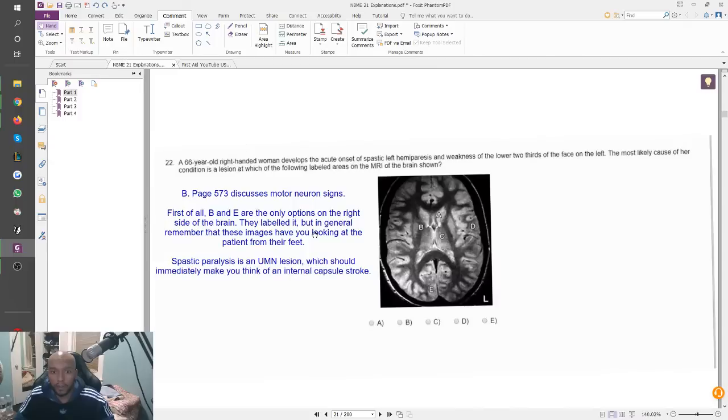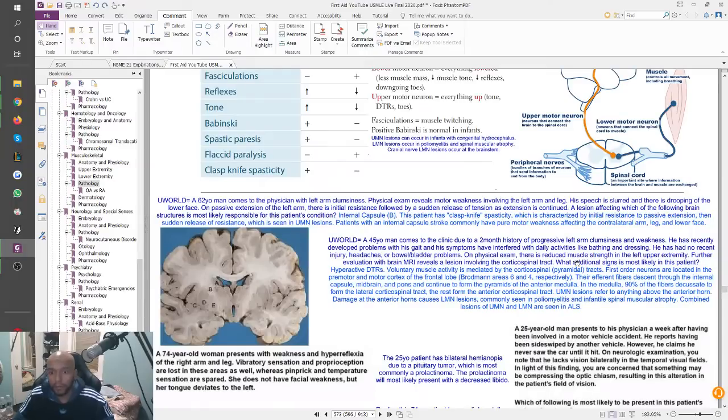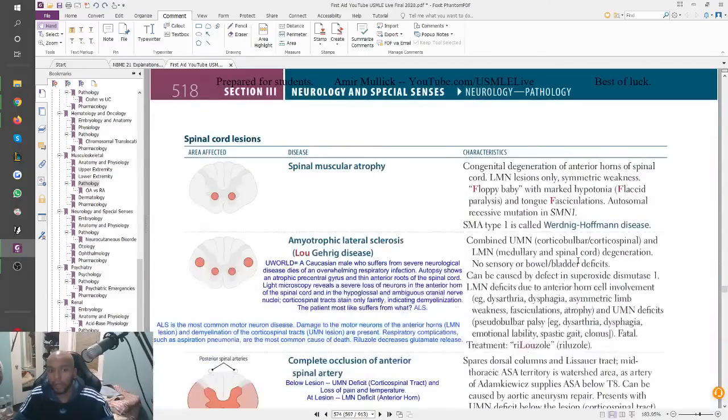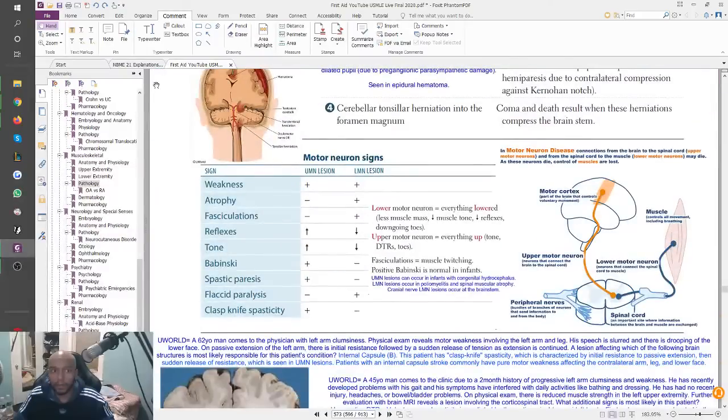The internal capsule. And another way to look at the internal capsule is this area right here. A very commonly tested section. Very big deal. Make sure you know it. Don't forget that stuff at all.